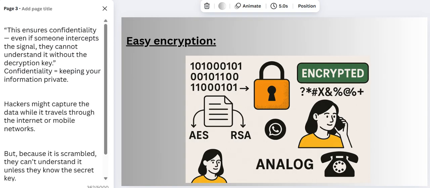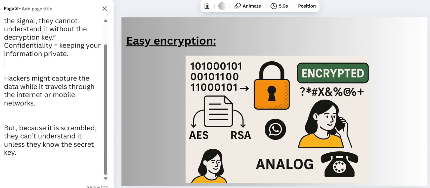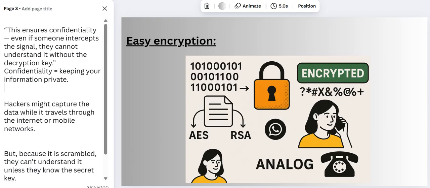What is the advantage of it? This ensures confidentiality. What does confidentiality mean? Keeping your information private. Even if someone tries to hack it, hackers might capture the data while it travels over the internet or mobile networks, but because it is scrambled, they cannot understand it unless they know the secret key. They cannot understand it without the decryption key.